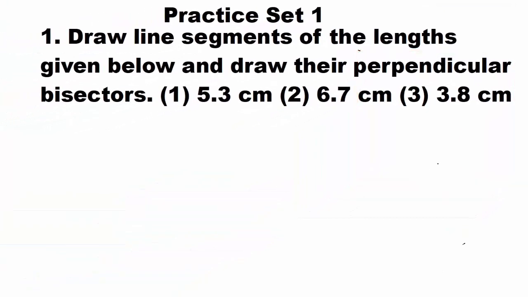Practice set 1. Draw a line segment of length given below. म्हणजे खालील दिलेल्या मापांचा आपल्याला एक रेषाखंड म्हणजे लाईन सेगमेंट काढायचा आहे. ड्रॉ देअर परपेंडिक्युलर बायसेक्टर. त्याचा परपेंडिक्युलर बायसेक्टर सुद्धा आपल्याला काढायचा आहे. तर पहिले एक्झाम्पल आपण स्टडी करू. 5.3 सेंटीमीटरचा आपण एक सेगमेंट काढू आणि त्याला आपण त्याचा परपेंडिक्युलर बायसेक्टर सुद्धा काढू. सो स्टुडंट, लेट्स स्टार्ट.